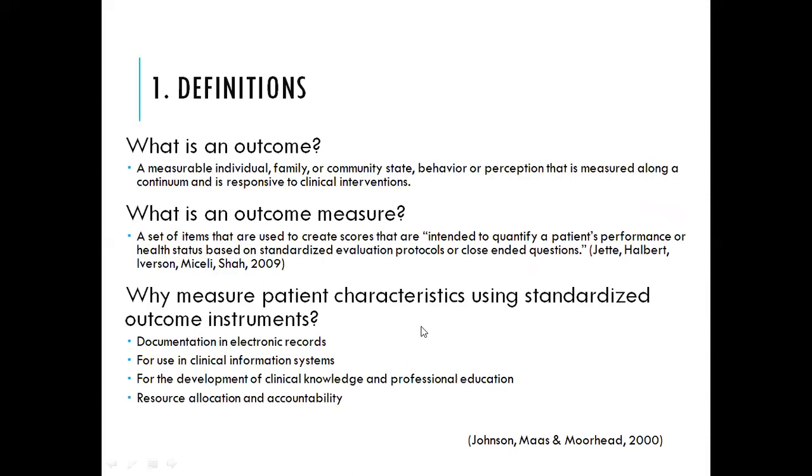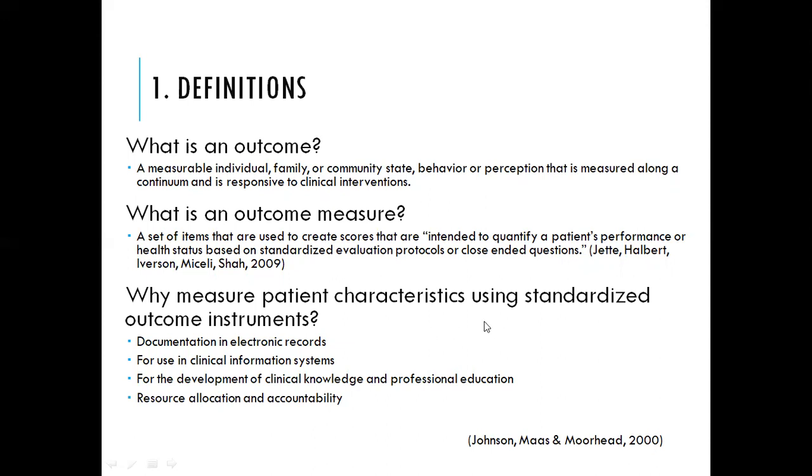The definition of an outcome, which we discussed in the previous sessions, is a measurable at the level of an individual, family or community, the behavior or perception that is measured along a continuum and is responsive to clinical intervention. And what is an outcome measure? This is a set of items that are used to create scores intended to quantify a patient's performance on health status based on standardized evaluation protocols or closed-ended questions.